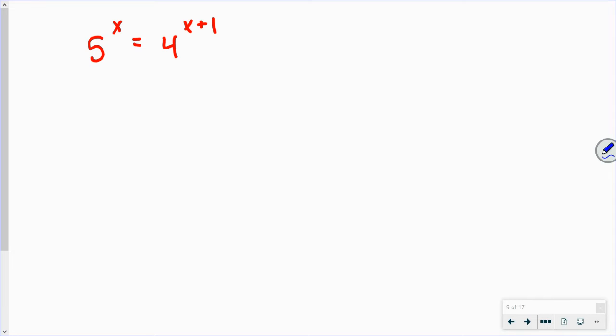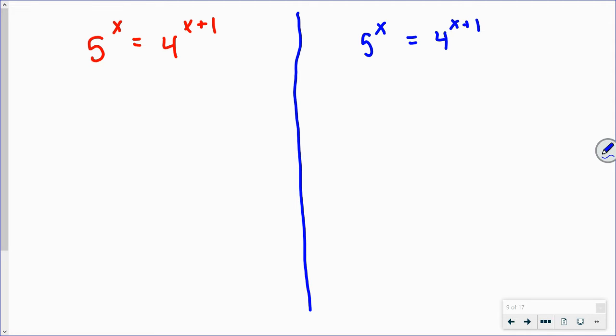Okay, here's one that I've added in, and these get a little bit tricky. So notice that my bases are not the same on each side, okay? And you can do this either way, but we're going to take the log of one of these bases. Now, I like to do the one with the most terms in the exponent, but if the terms are the same, it doesn't matter, okay? So this would be 5 to the x equals 4 to the x plus 1.